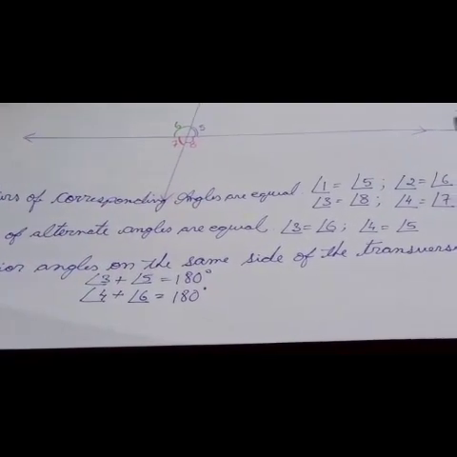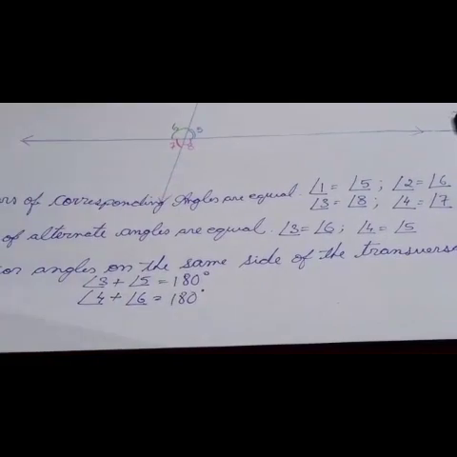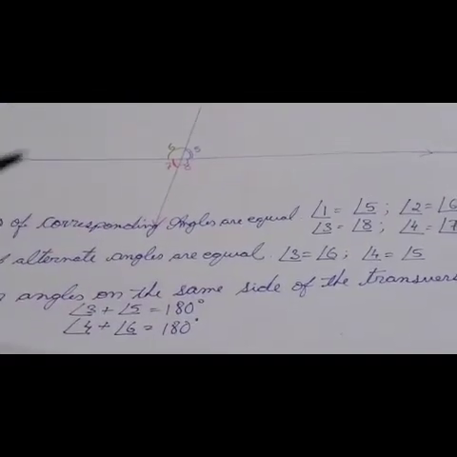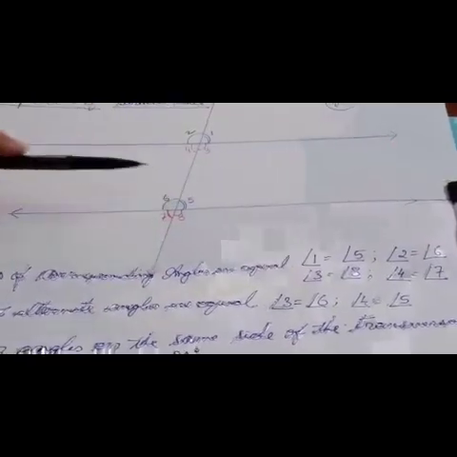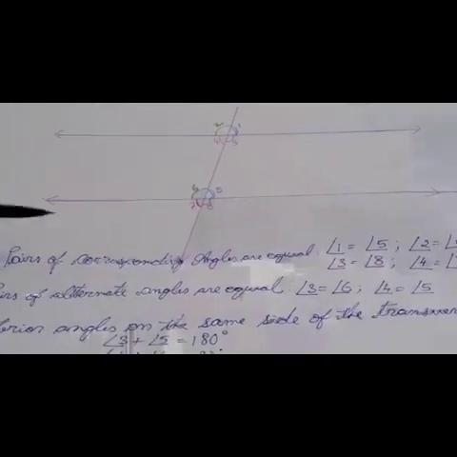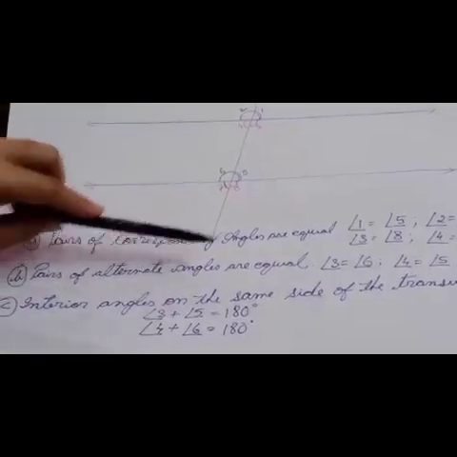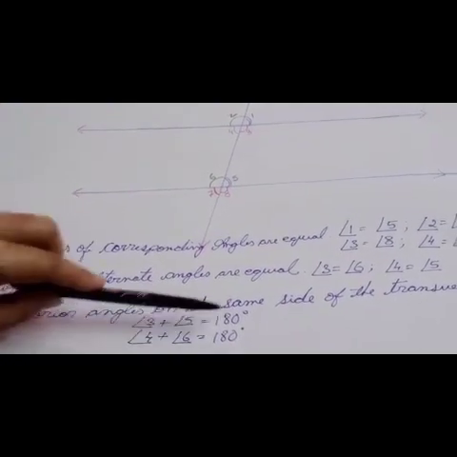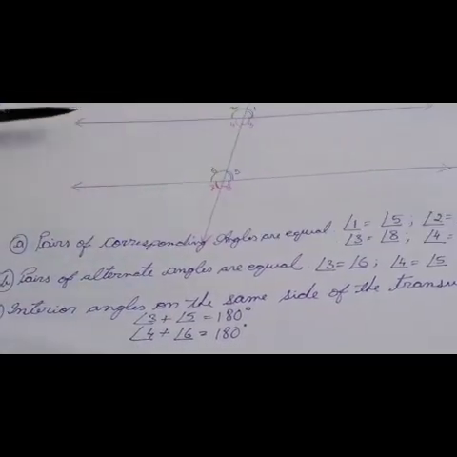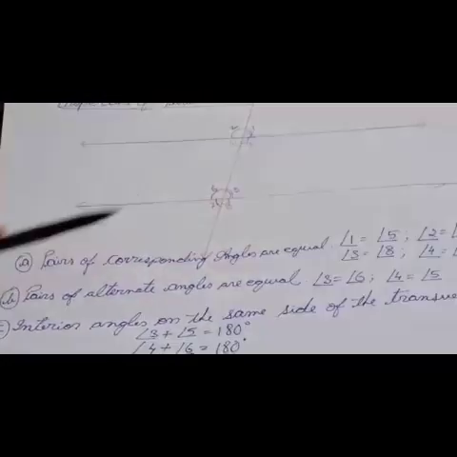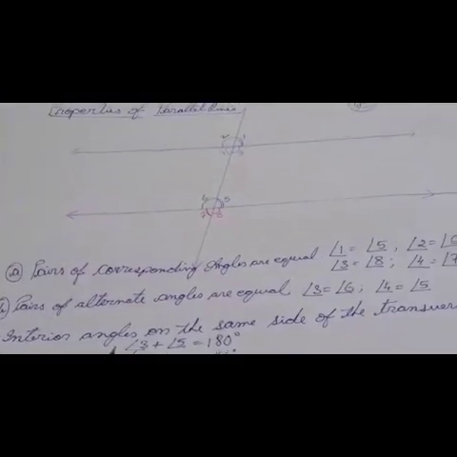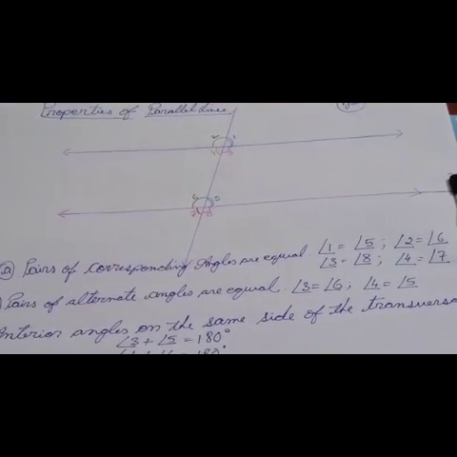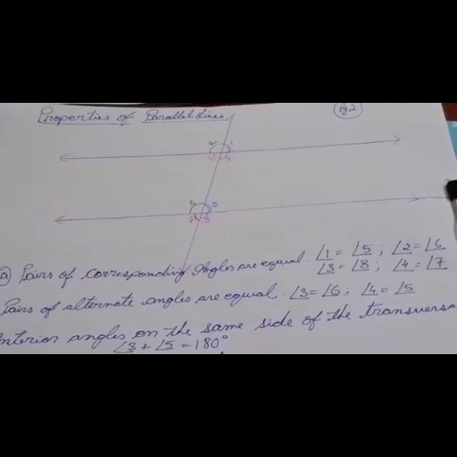Again, children, come to the left hand side of the transversal, this side. Now, angle 4 plus angle 6 is equal to 180 degrees. So, if any of your diagrams fulfills these three properties, corresponding angles are equal, alternate angles are equal, and interior angles on the same side of the transversal form a linear pair, then we can say that these two lines are parallel. Now children, also go through the example sums, and in the next video we will start the exercise, that is exercise 6.2.